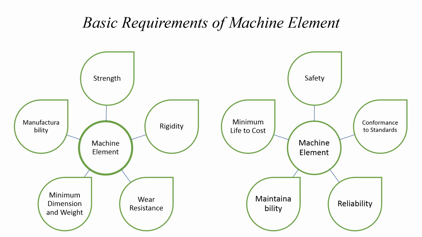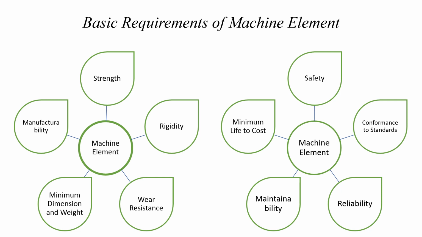So what are the basic requirements of a machine element? First, it should have strength. A machine part should not fail under the action of force. Second, it should be rigid. The machine element should not bend due to forces and moments acting on it. Third, wear resistance. The machine element should have high wear resistance so that it does not get worn out due to the motion between its parts caused by friction. The machine element should have minimum dimension and weight, which helps you to evaluate the material cost.